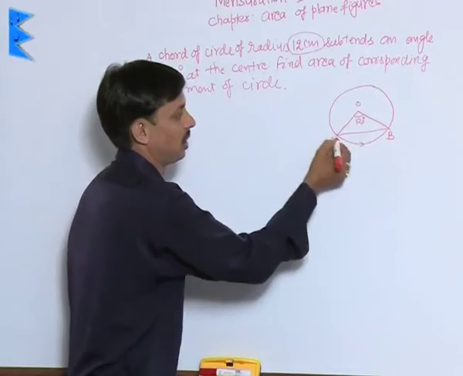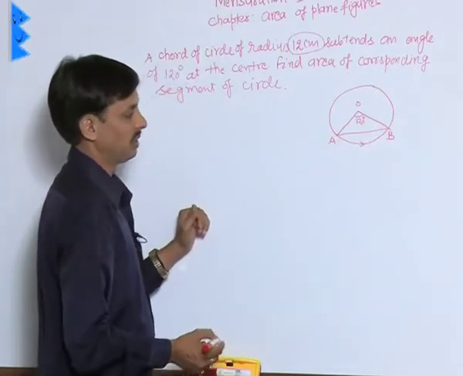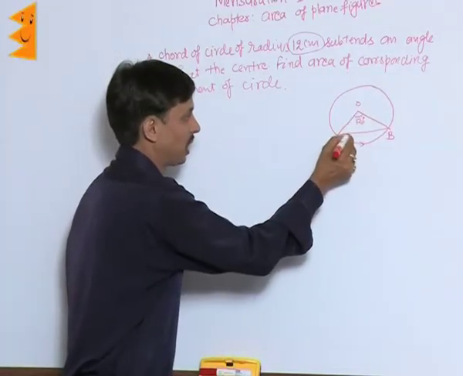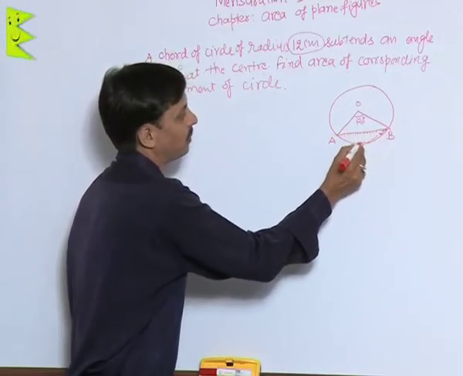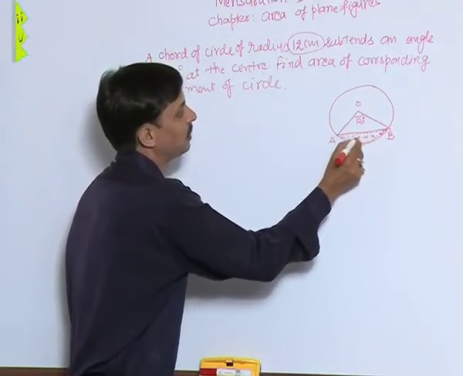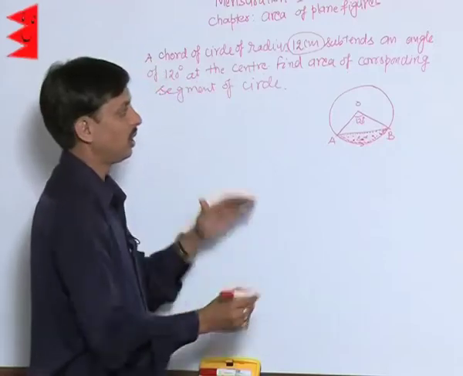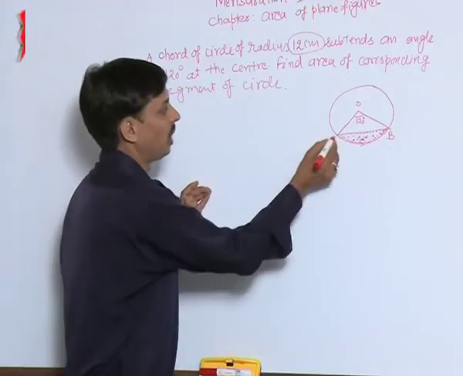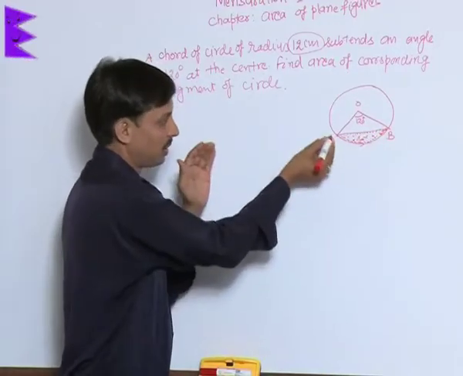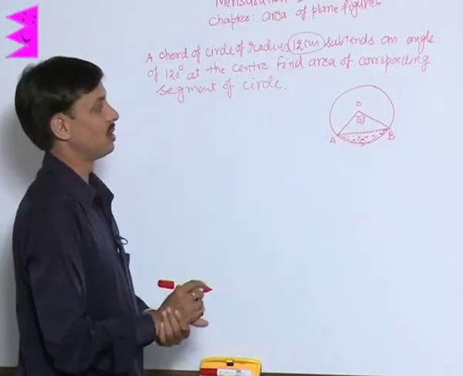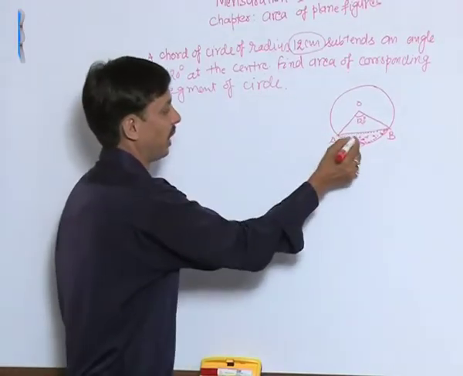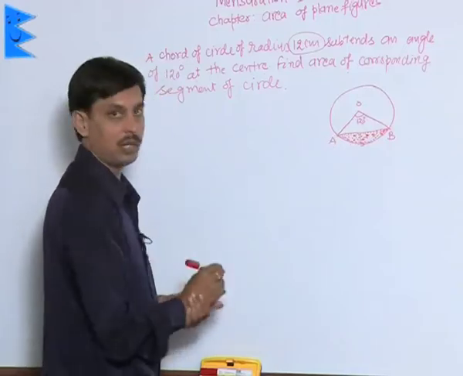Arc is this AB in the anti-clockwise direction. This part which I am shading now is the segment. Segment is the part of the circle enclosed between the arc and chord. We want to calculate the area of this segment.